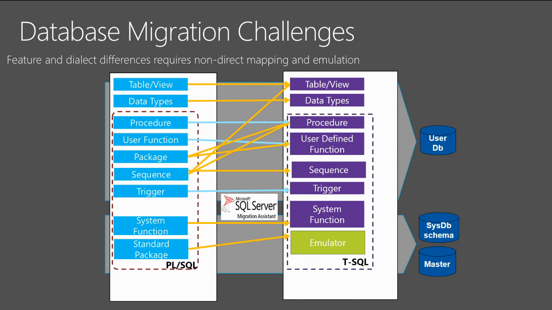Then we try to emulate the system functions and find the equivalent in SQL. We create a schema called the sysdb schema, where all those are sitting, which SSMA has created. And then we create some kind of emulation layer to add all that extra functionality, which could be missing or could be different in SQL Server.